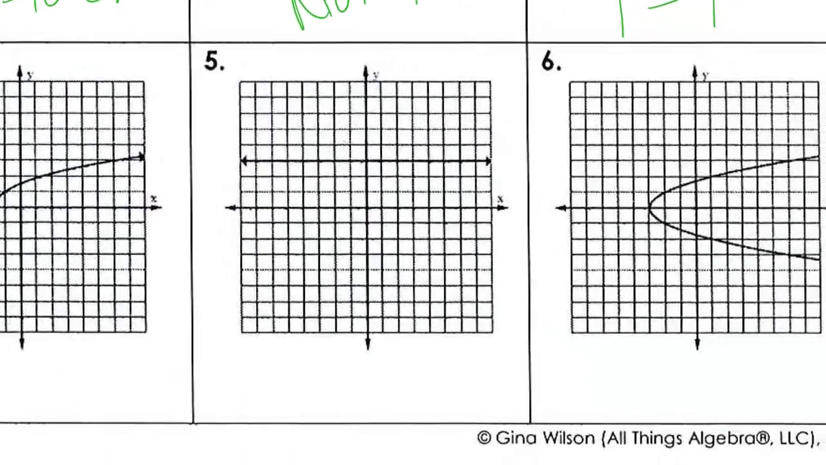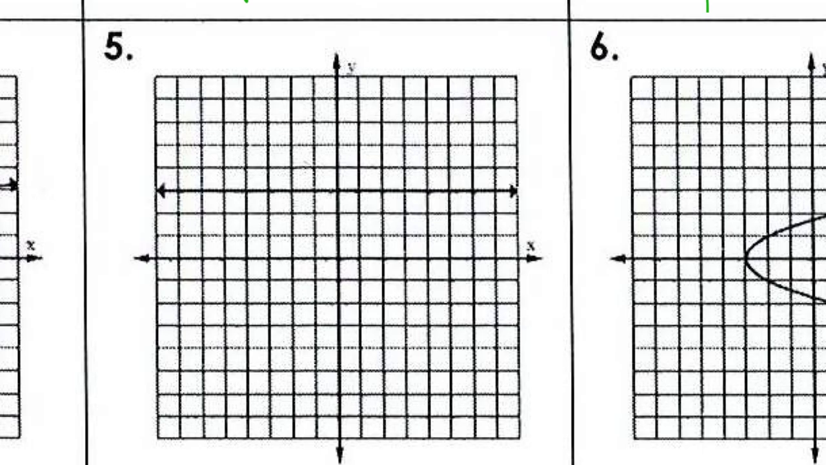We're not going to do all of them. I'm going to kind of skip around some. Look at number 5. This is a strange one. It is a horizontal line.